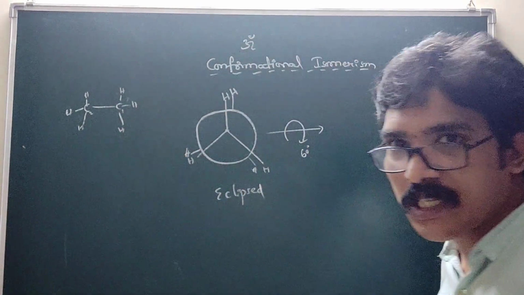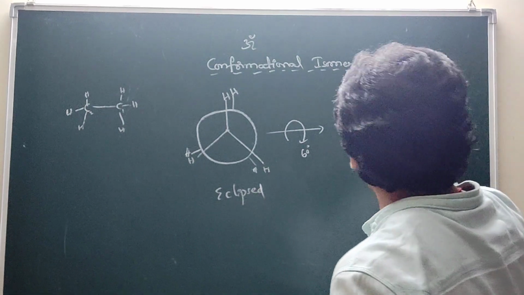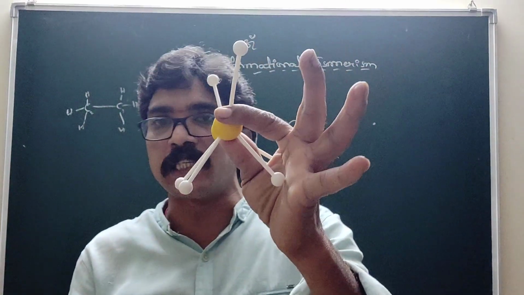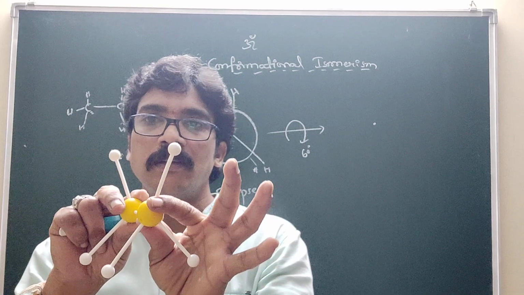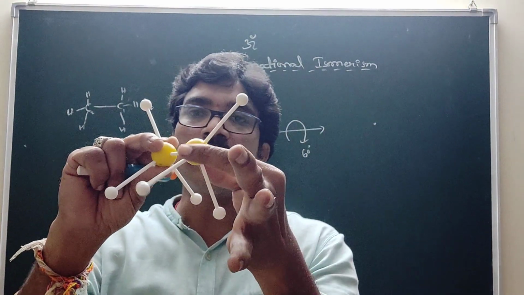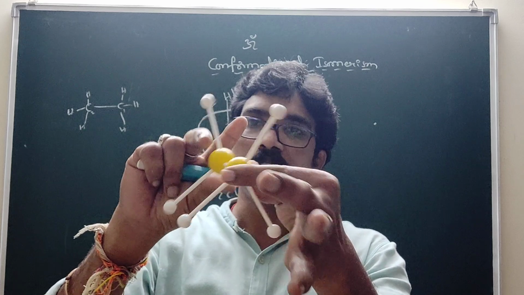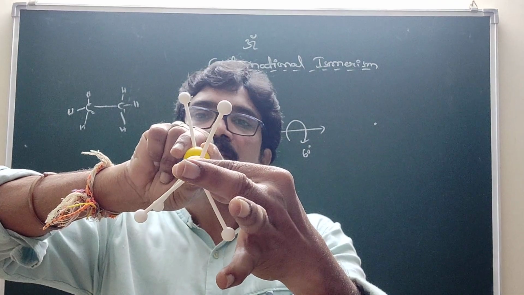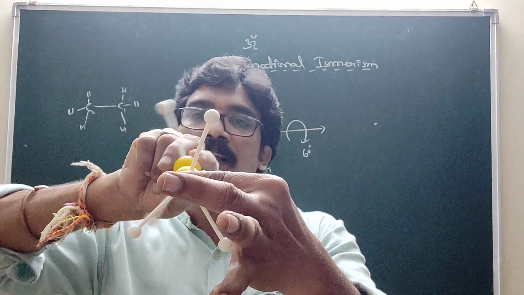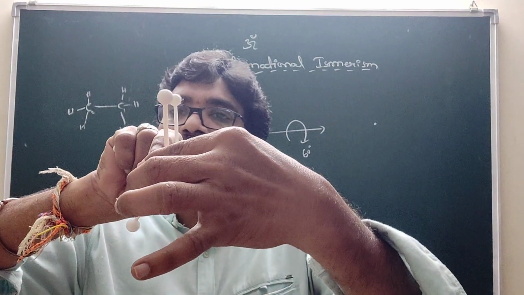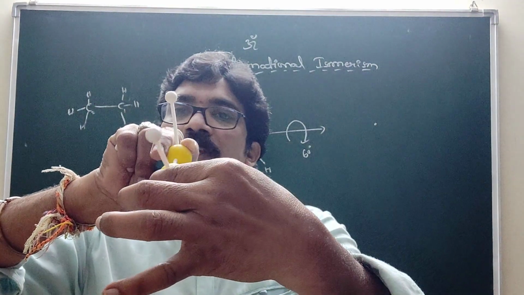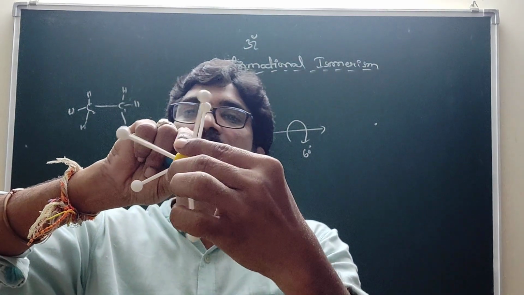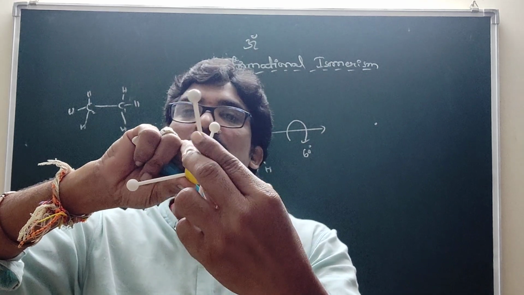Then you get one more structure. Again, the front carbon is represented. One carbon is fixed. In this structure, the left-hand side carbon, this yellow carbon, the front carbon, is fixed, and the back carbon is rotated. One carbon is fixed, another carbon is rotated. If you fix the front carbon, you rotate the back carbon like this, like this, and so on.